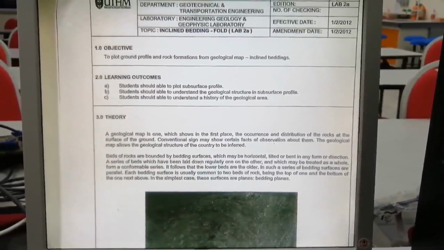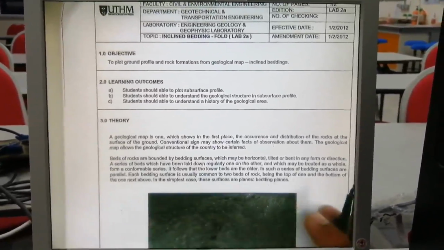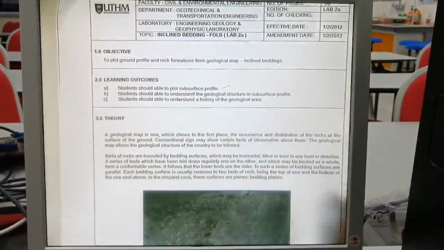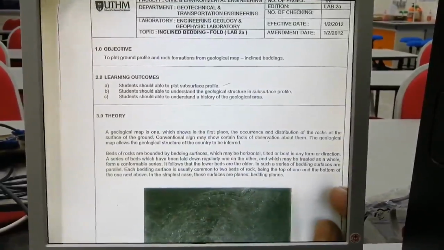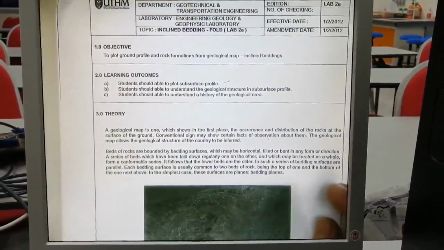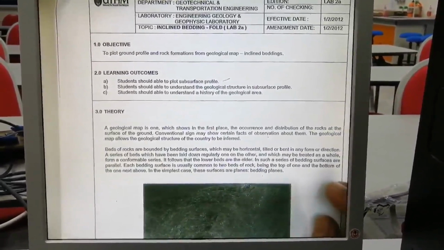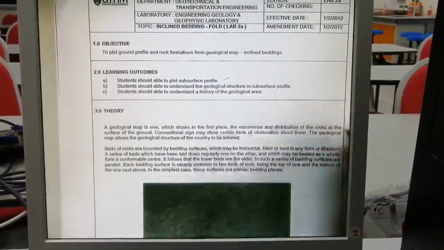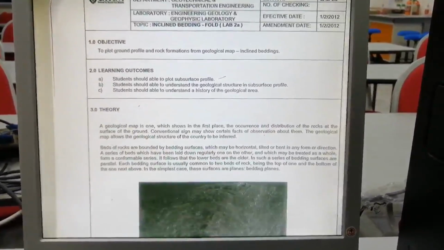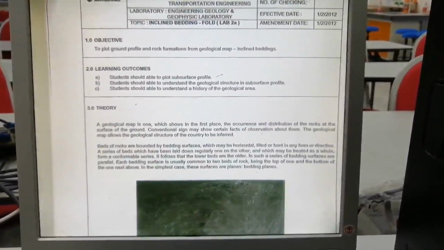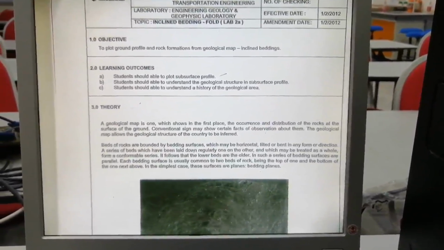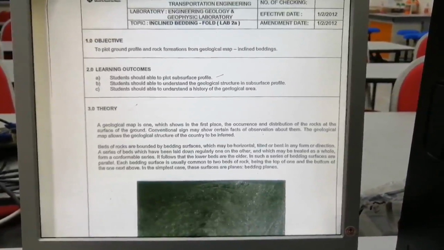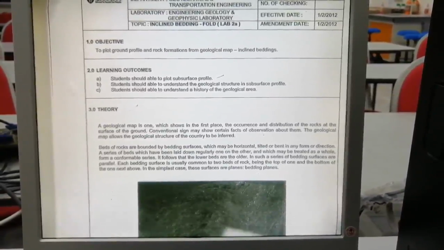For the learning outcomes, students are able to plot a subsurface profile, understand the geological structure in the subsurface profile, and understand the history of the geological area. For theory, refer to chapter 3 on sedimentary rock and chapter 5 on structural geology.